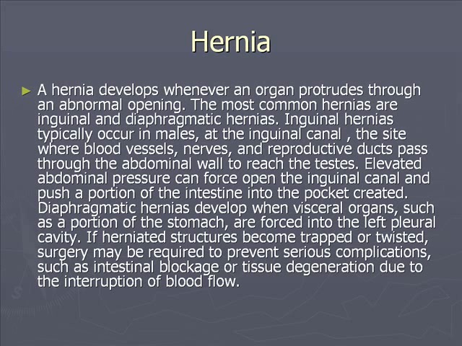Inguinal hernias typically occur in males and typically occur at the inguinal canal that I was showing you earlier on the illustration. It's the site where blood vessels and nerves actually will pass through intra-abdominal organs, through the reproductive ducts, and through the abdominal wall as it reaches into the testicles. Elevated intra-abdominal pressure is usually the cause. It forces intra-abdominal structures through these small tissue openings. The diaphragmatic hernia develops, again, when the stomach is pushed up through the opening of the diaphragm.